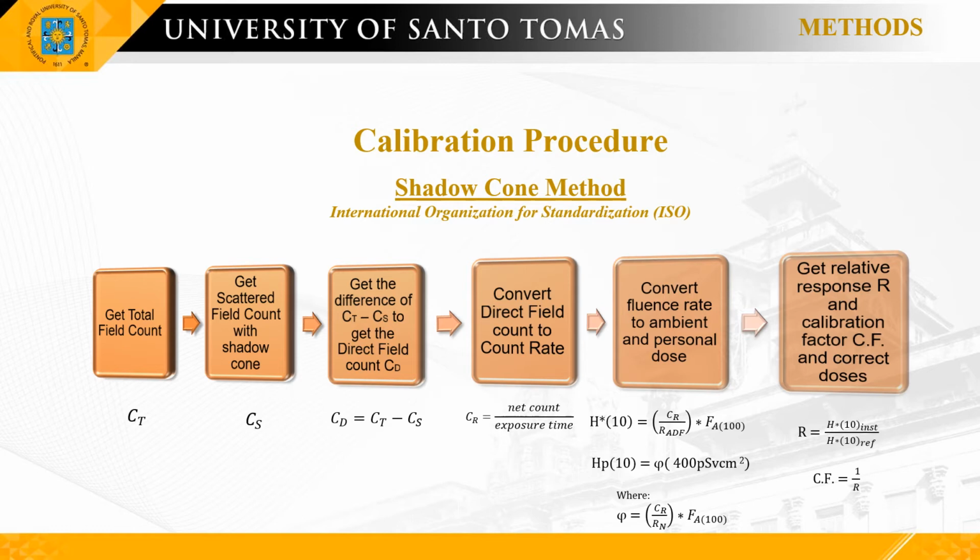Finally, get the relative response R by dividing the dose measured by the instrument over the dose from the reference meter, which in this study is from the LC Nuclear. To get the calibration factor, we just get the reciprocal of the response. This calibration factor will be multiplied to the doses measured by the instrument to get the correct doses.